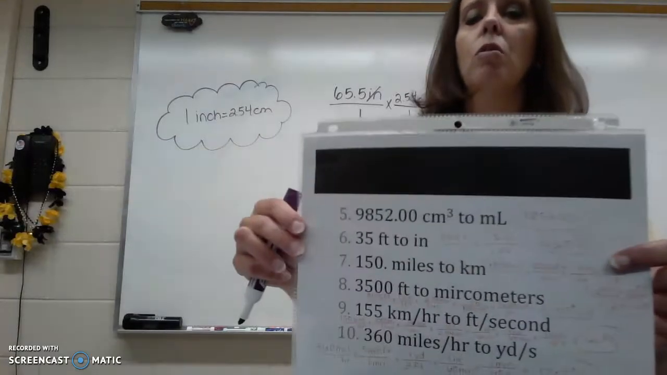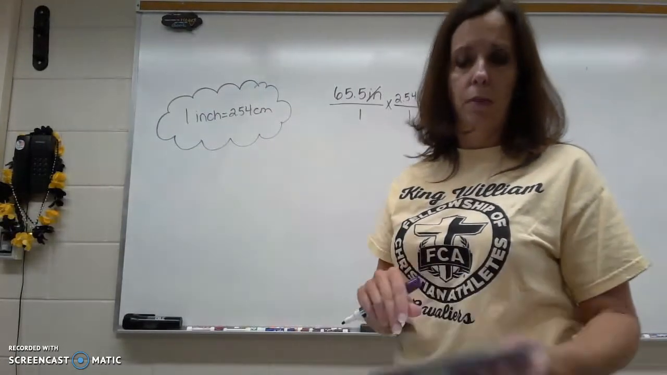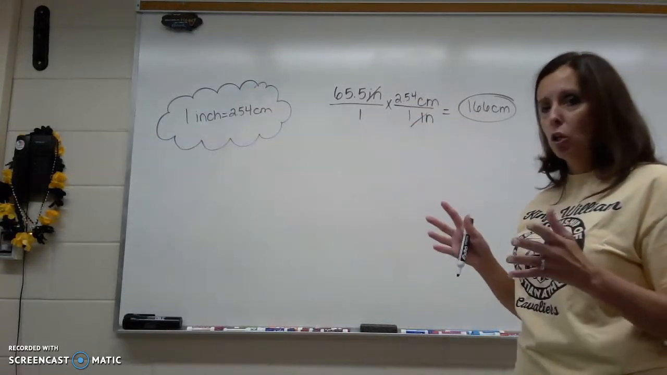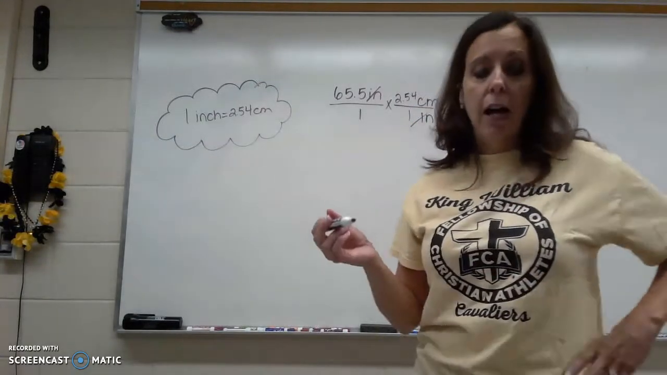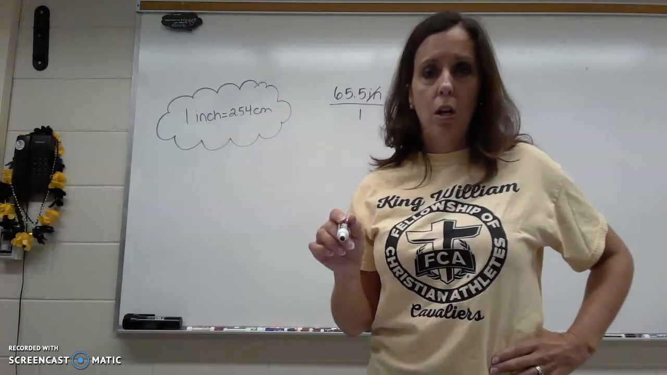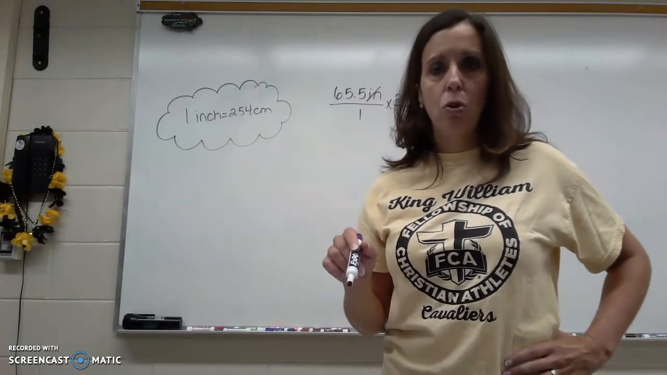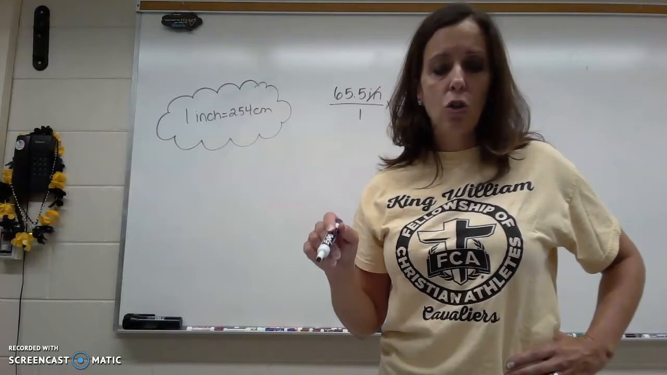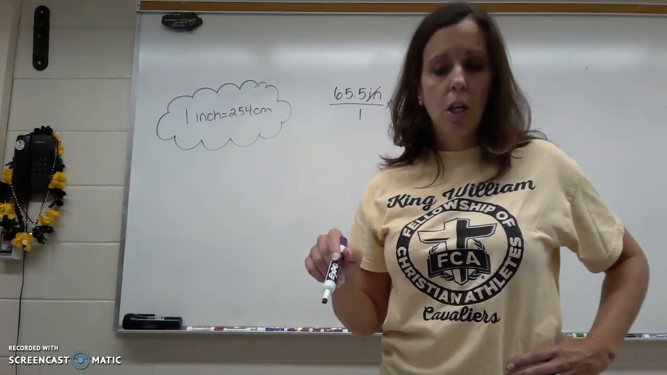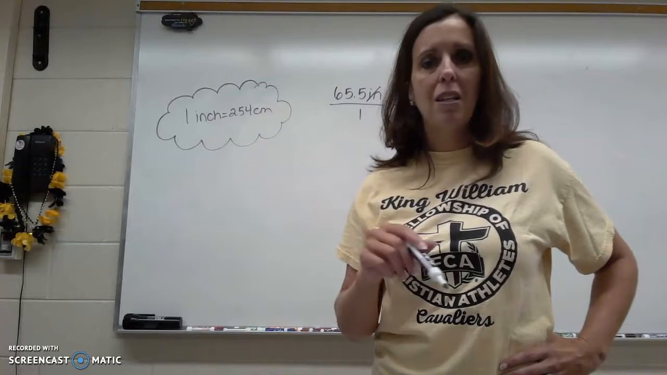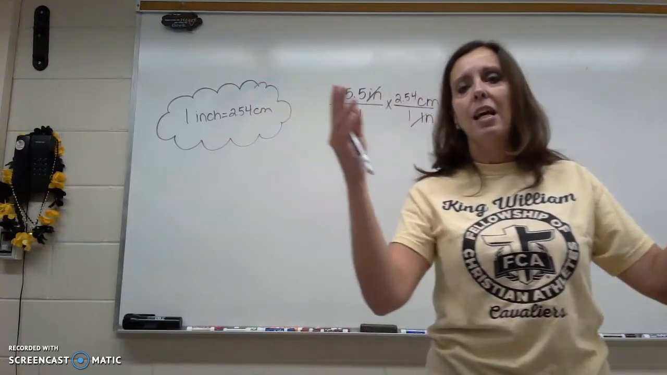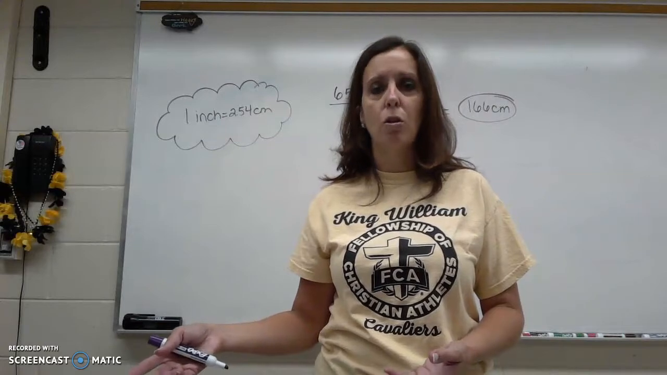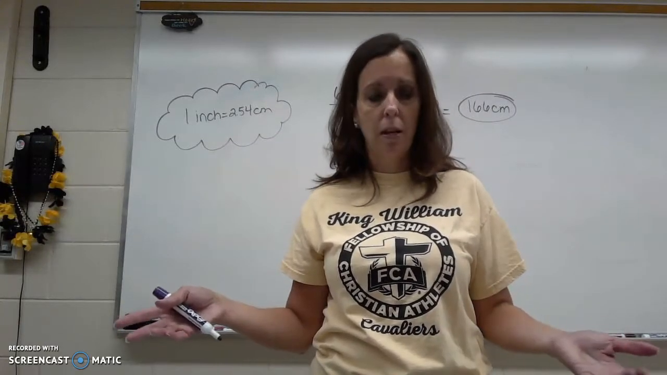So I want you to go to the next page in your notes. Okay? And we're going to do a few that are a little longer. Okay? Now, number 5, you should all know that a centimeter cubed is equal to a milliliter. We talked about that in class. So if you have 9,852 centimeters cubed, you have the same number of milliliters because they are the same thing. In science, we use milliliters. In the land of health and medicine, they use centimeters cubed. Okay? But it's the same thing.